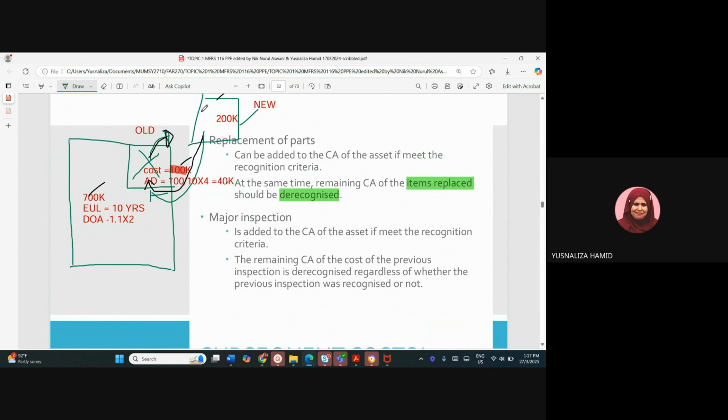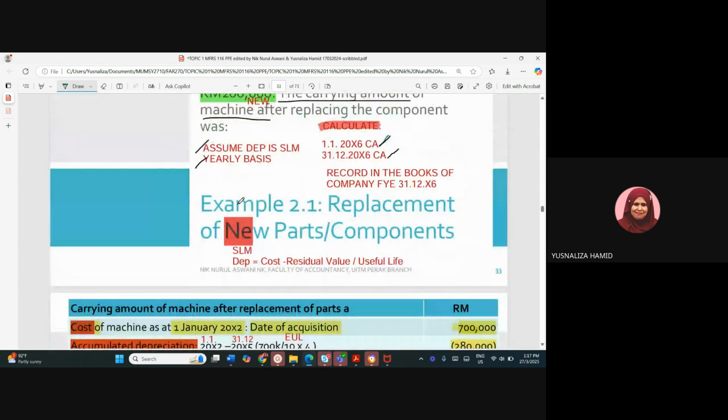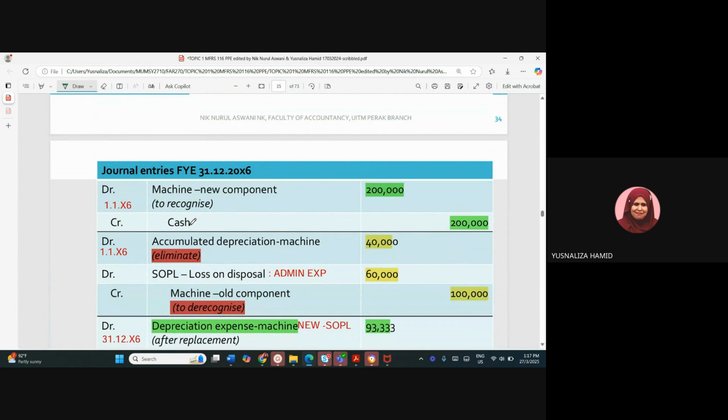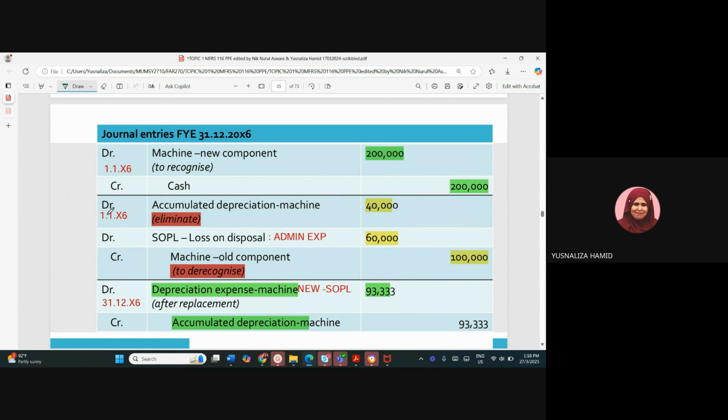This 200,000 is what you debit, and you credit bank, or maybe you credit cash, or sometimes you can credit other payable depending on the terms of payment. So debit machine 200,000, credit cash 200,000. Now comes the duty for you to eliminate or de-recognize.